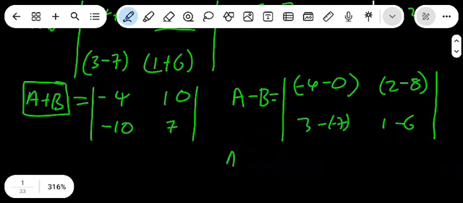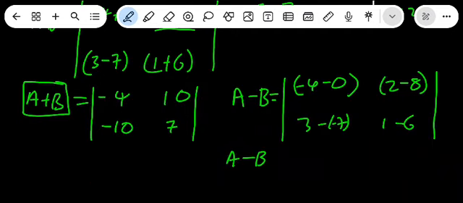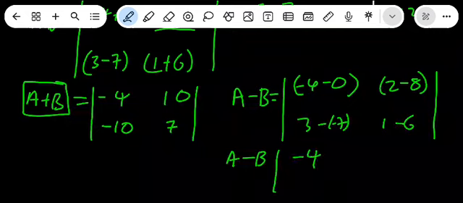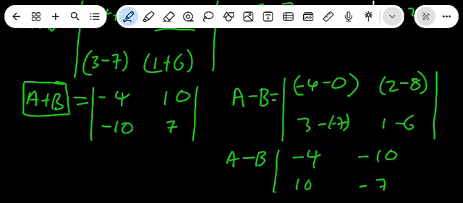Then the matrix A minus the matrix B will be minus 4, positive 10, minus 10, and minus 7. So this is how you go about determining the matrix, how you add and subtract the matrices. You add and subtract according to the rows and columns, those corresponding elements. That is how you add them.